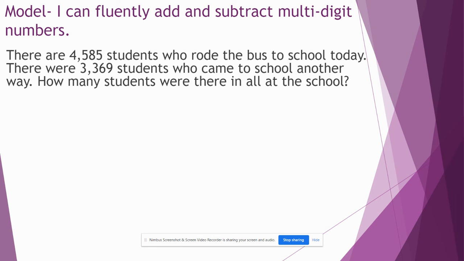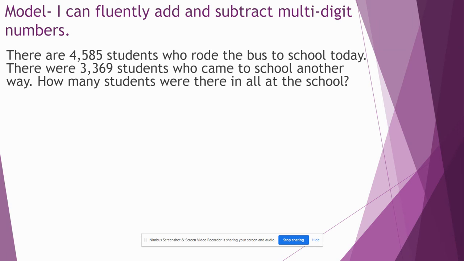There are 4,585 students who rode the bus to school today. There were 3,369 students who came to school another way. How many students were there in all at the school?